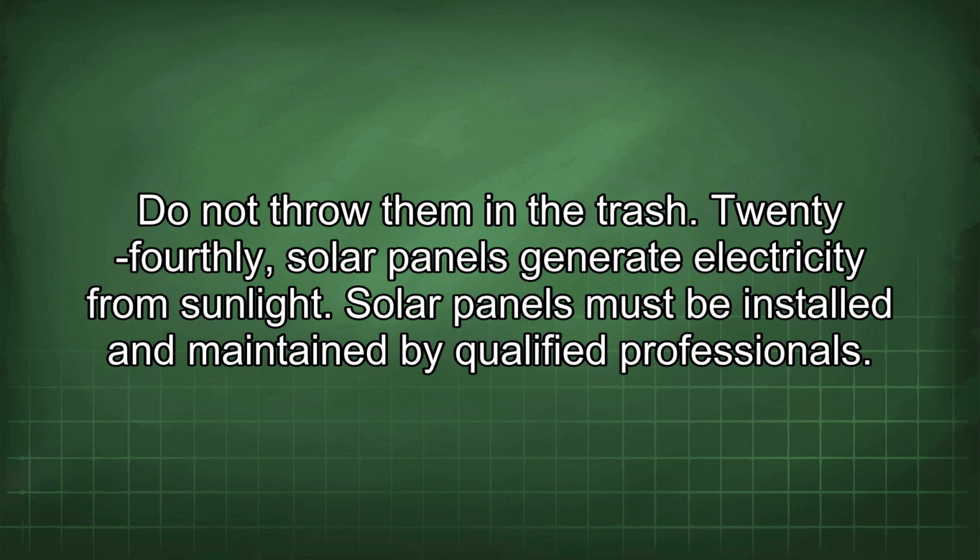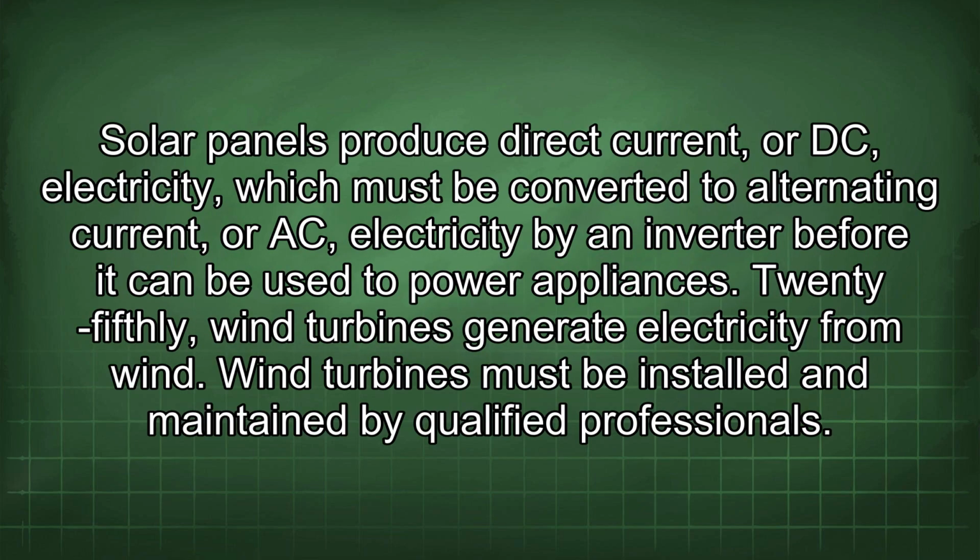Twenty-fourth, solar panels generate electricity from sunlight. Solar panels must be installed and maintained by qualified professionals. Solar panels produce direct current, or DC, electricity, which must be converted to alternating current, or AC, electricity by an inverter before it can be used to power appliances.